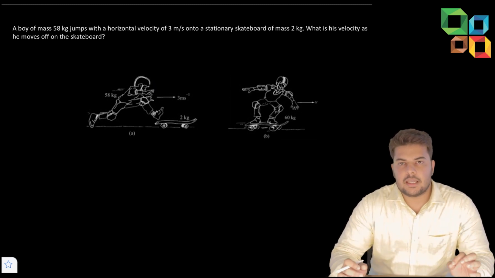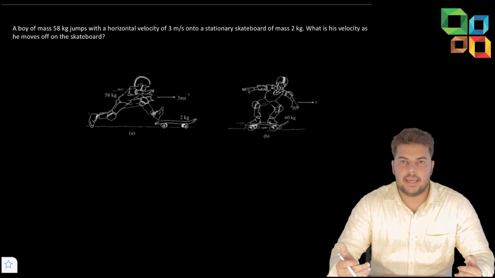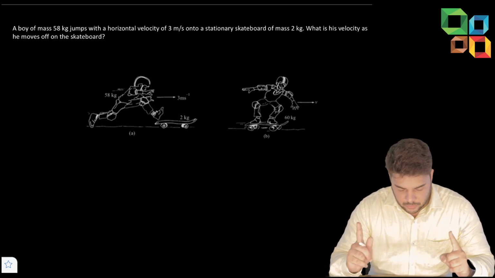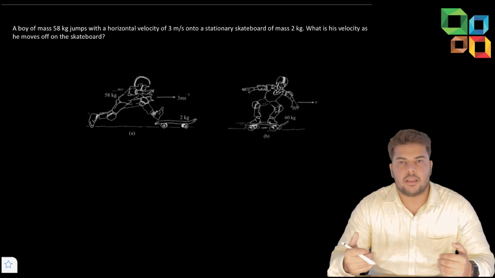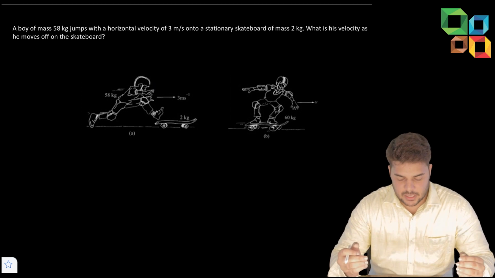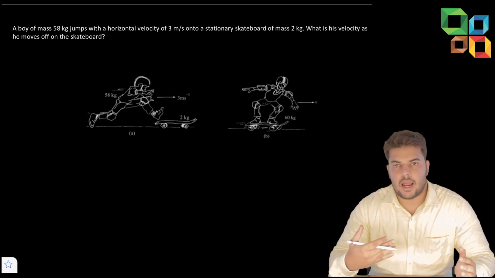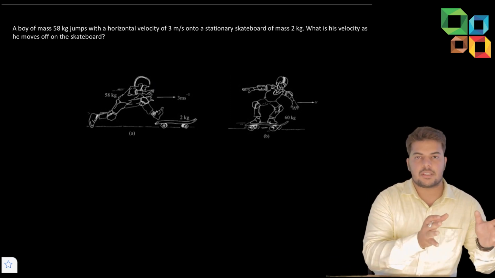First thing would be to imagine this scenario. So a boy of 58 kg comes with a velocity of 3 meters per second. He's walking. That's a walking speed, isn't it? No, 1 second. I got it wrong. 3 meters per second would be a running speed, isn't it? And he comes running and he gets on the skateboard, which is of 2 kg. And the question is, what is the velocity of the skateboard plus the boy?